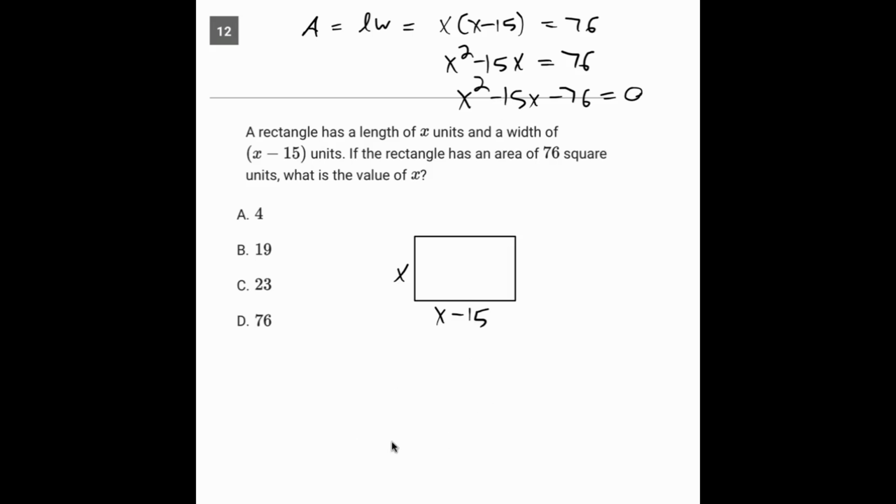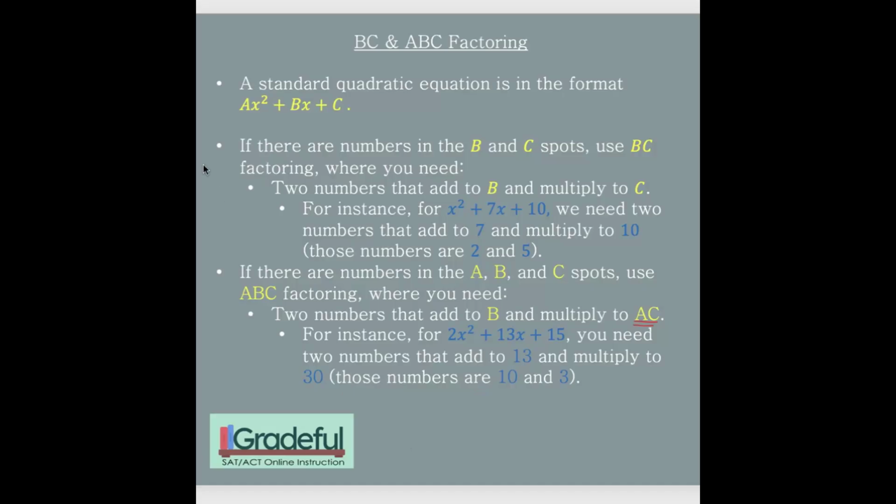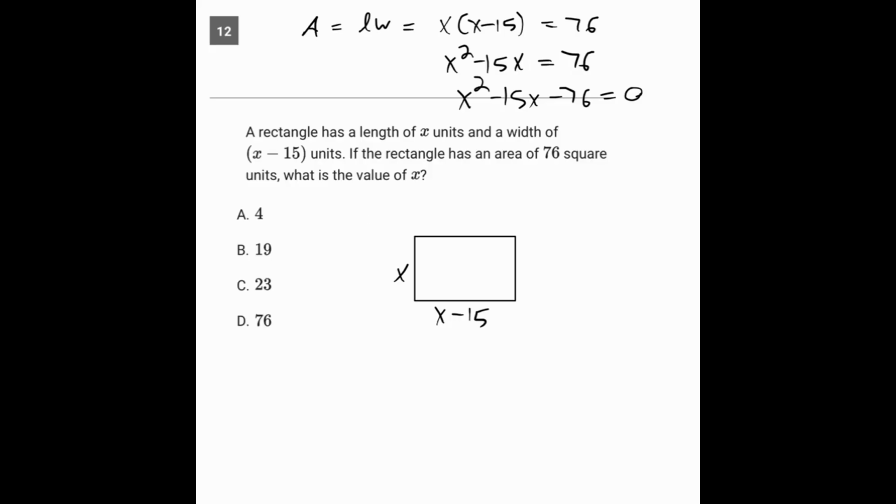And now we can do BC factoring. And you can pause this video if you want a longer explanation for how to factor BC versus AC factoring, BC versus ABC factoring. But here we have numbers in the B and the C spot. So we're doing BC factoring, where we're looking for two numbers that add to B and multiply to C. So for us, we need two numbers that add to negative 15 and multiply to negative 76.